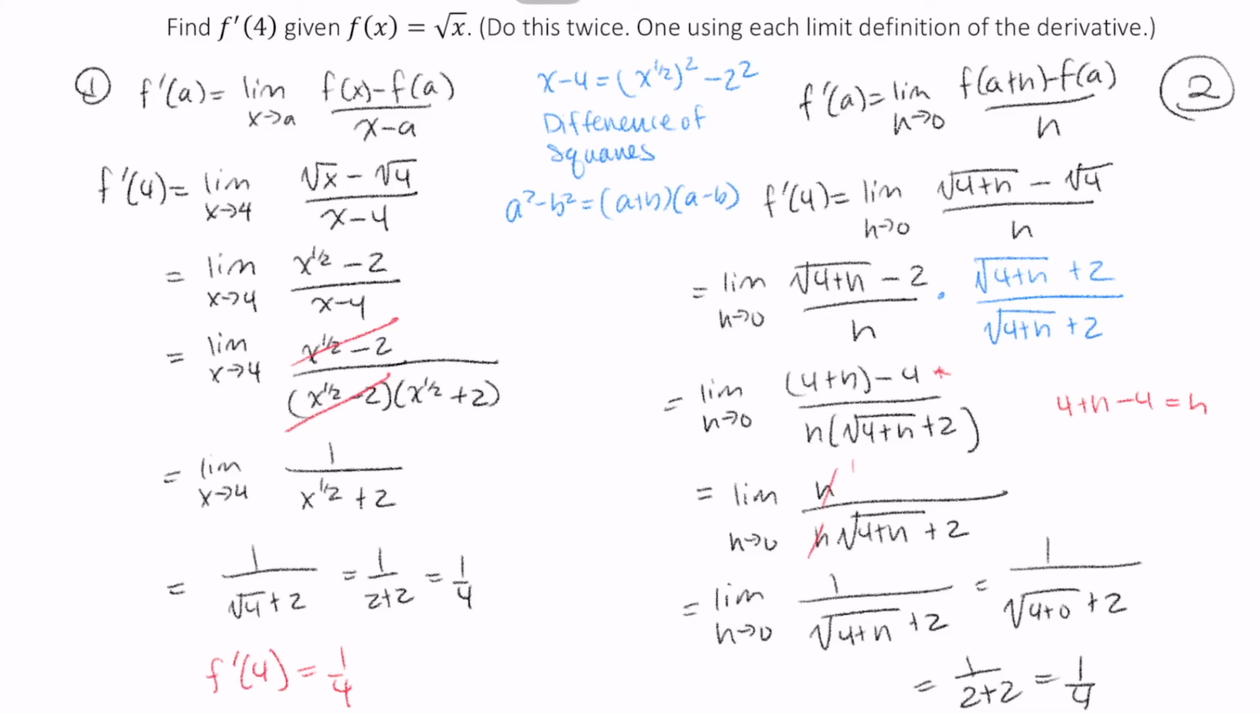So again, applying a different definition, I still get f prime of 4 equals 1/4. I hope this video was helpful.